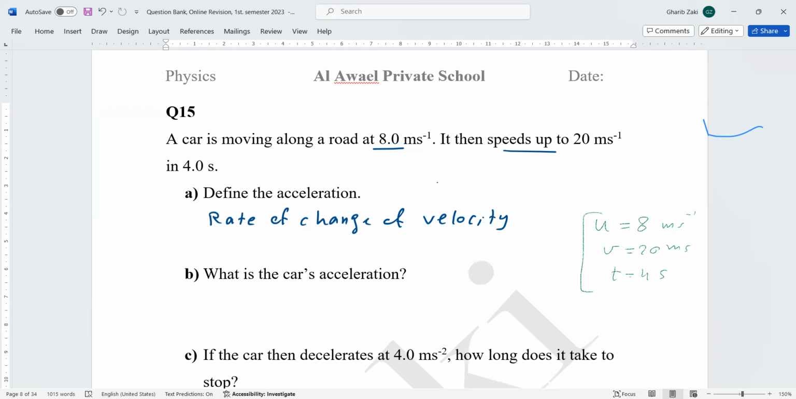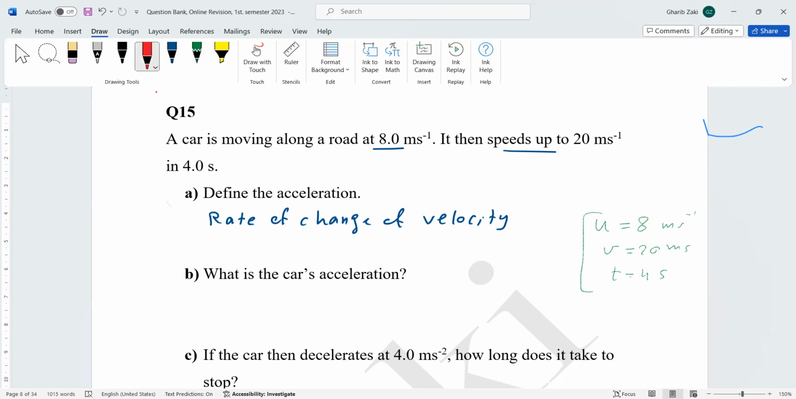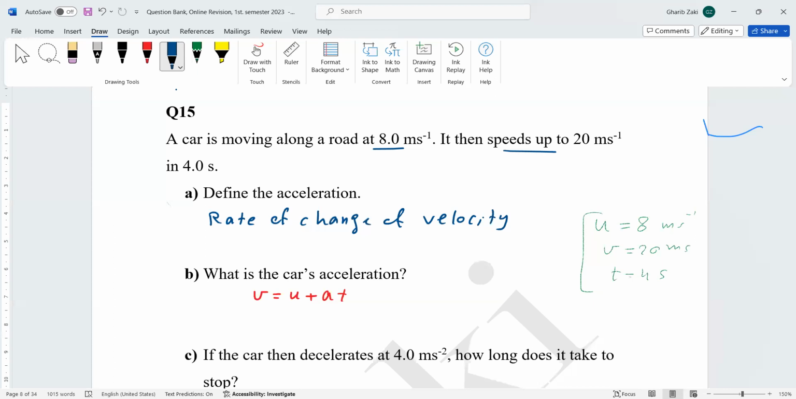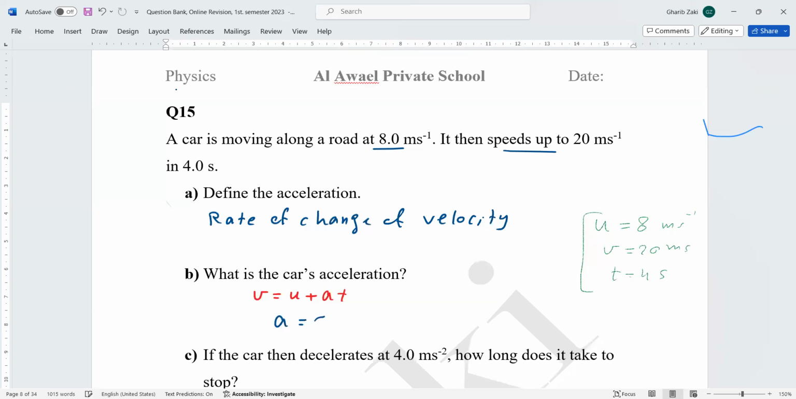What is the acceleration? The best formula we can use is V equals U plus at. We do substitution, and by using the substitution, the acceleration equals 3 meters per second squared. Yes? Question? Mister, how many velocity questions will come in the exam? I don't know. Okay.